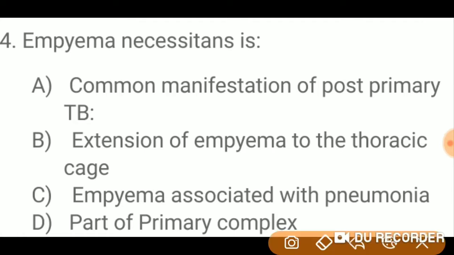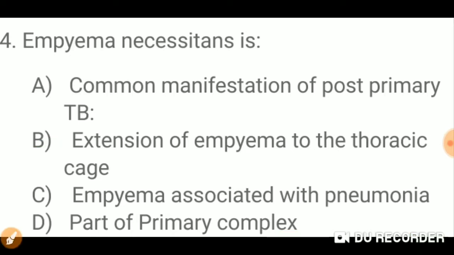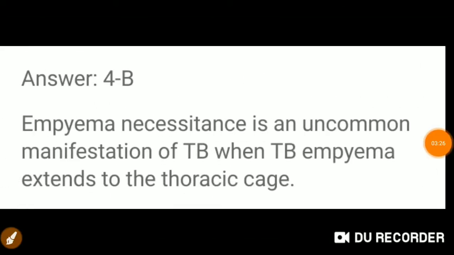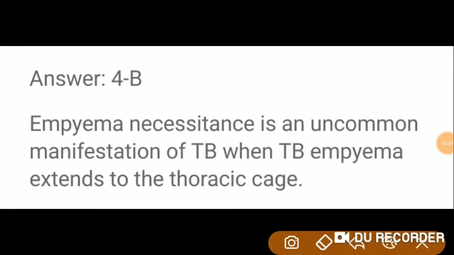Now, empyema necessitans is the extension of empyema to the thoracic cage. Let's discuss. Empyema necessitans is an uncommon manifestation of TB, when TB empyema extends to the thoracic cage.